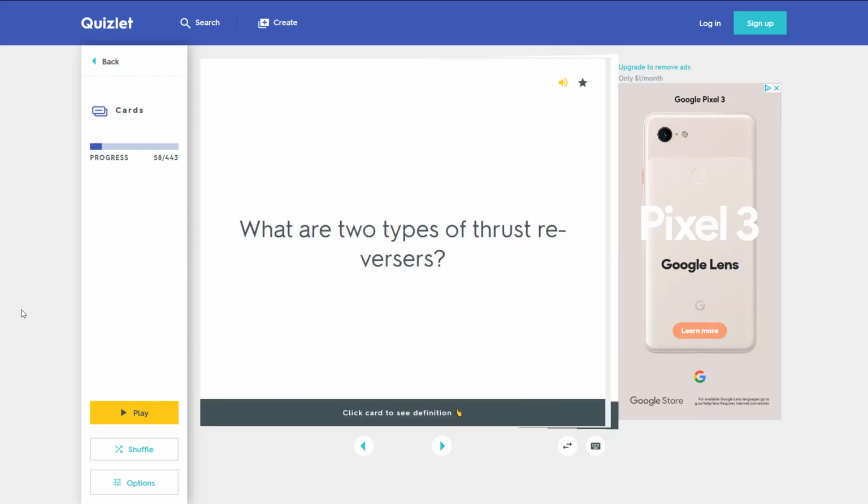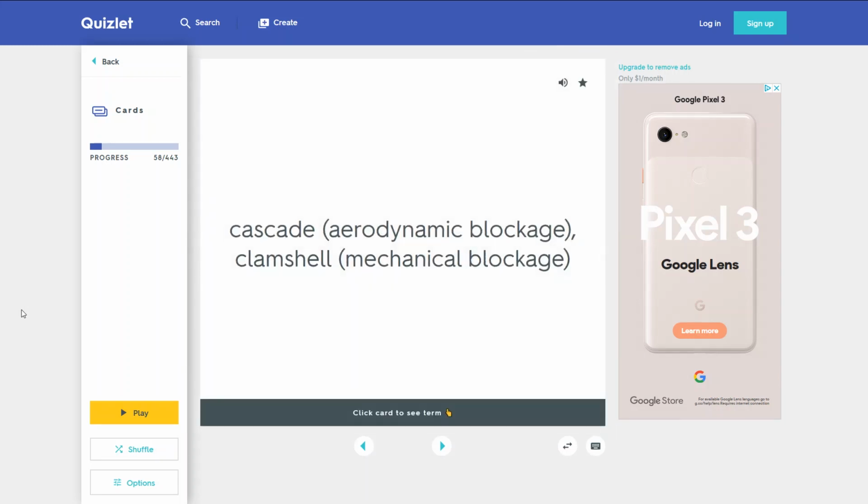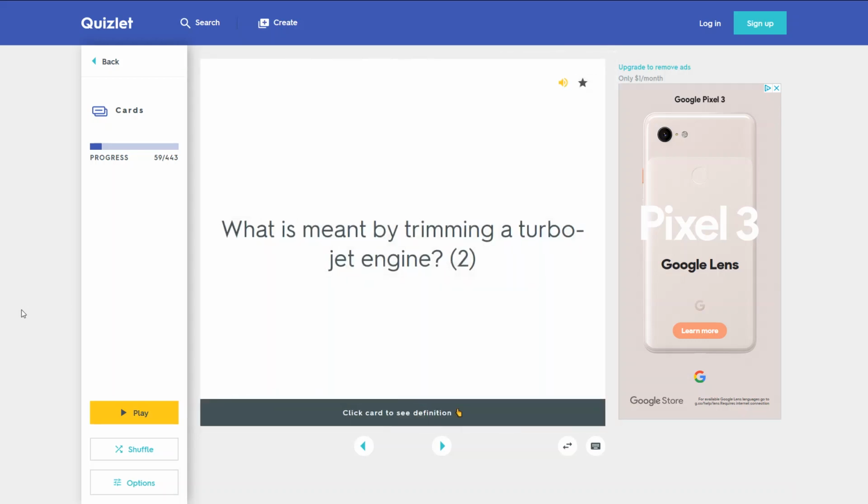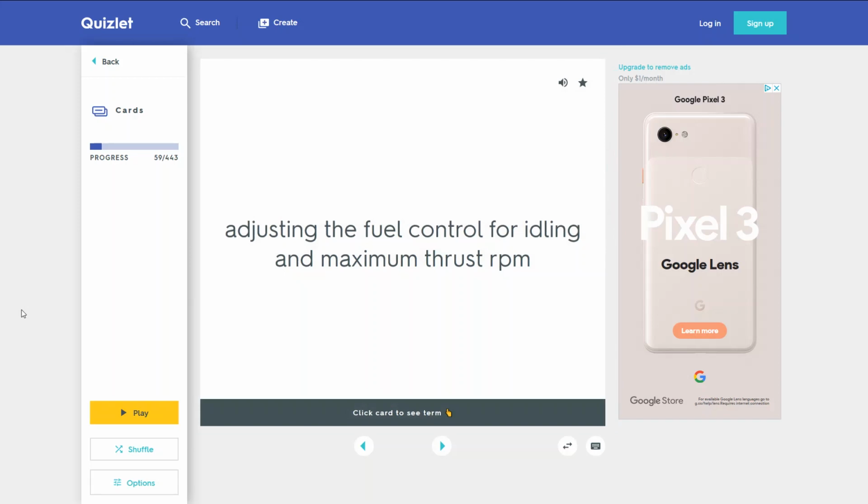What are two types of thrust reversers? Cascade, clamshell. What is meant by trimming a turbojet engine? Adjusting the fuel control for idling and maximum thrust RPM.